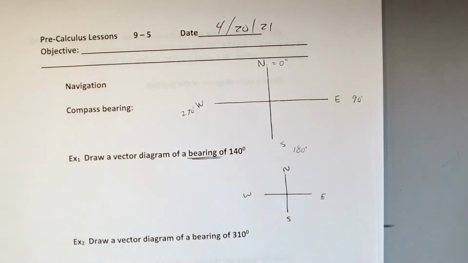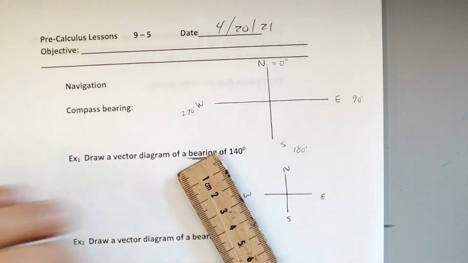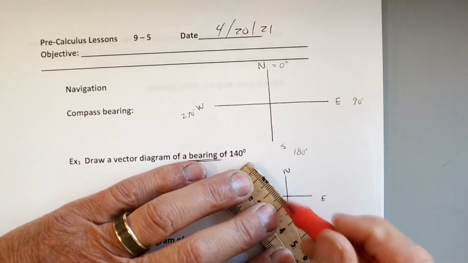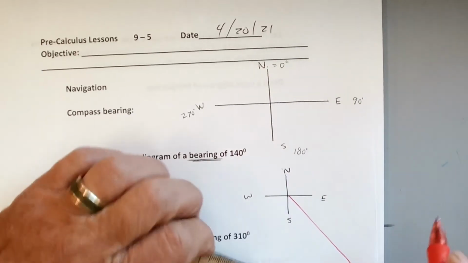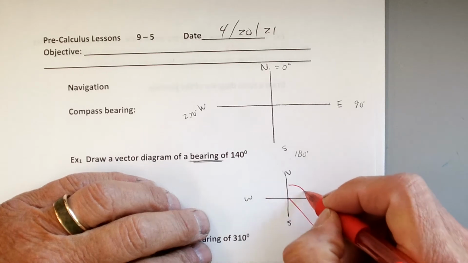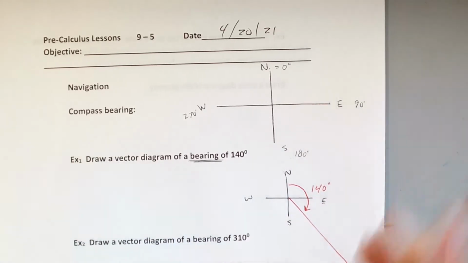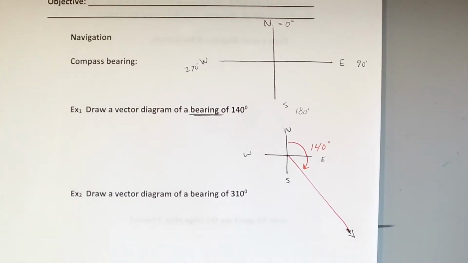And there it is. I'm just going to draw that in. So this could be an airplane. It could be a boat. It could be somebody in the woods that's heading in this direction, okay? So this is a 140 degrees. That's not so hard. Everybody agree with that? That's pretty easy.